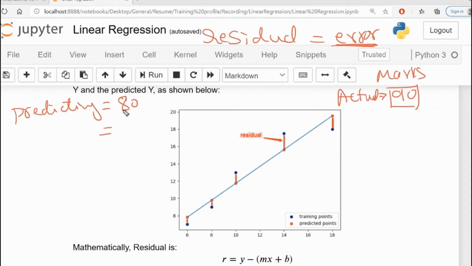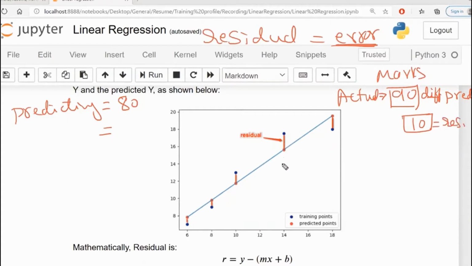So when they predicted 80, how much error did they make? They made an error of 10. Actual minus our predicted, whatever the data is. Basically I don't say minus, it's a difference. So there is an error term, and we can say that 10 is the error term here. That 10 is nothing but a residual.